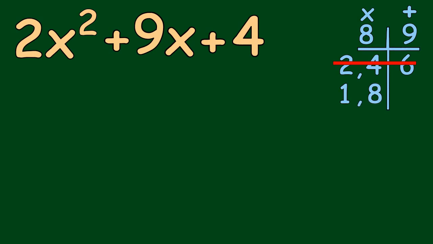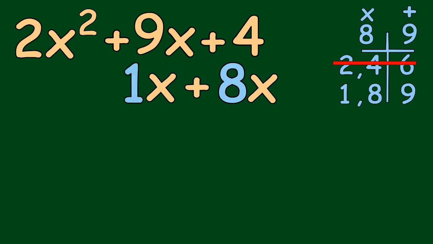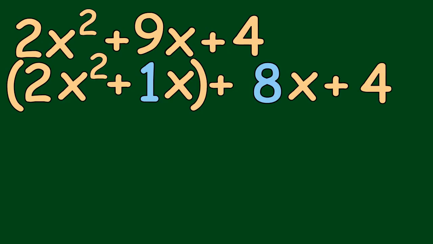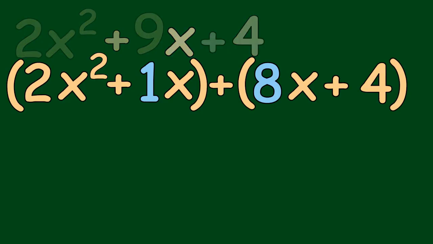1 and 8 also multiply to 8. When we add them, we get 9. This is the pair we will use. Now we're going to use the 1 and 8 to rewrite 9x as 1x plus 8x. We need to group the first two terms together and the last two terms together.